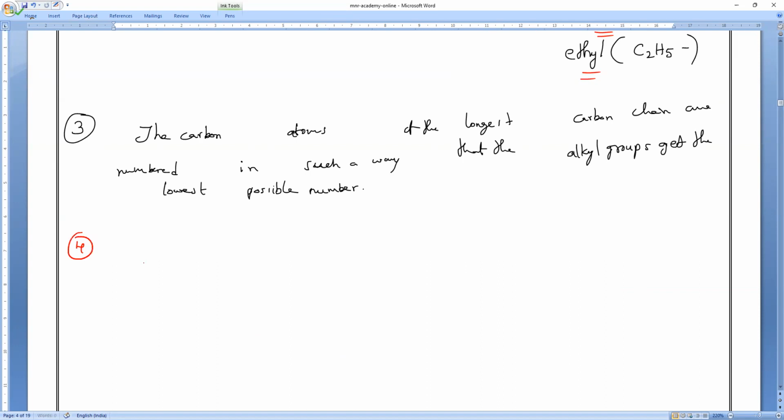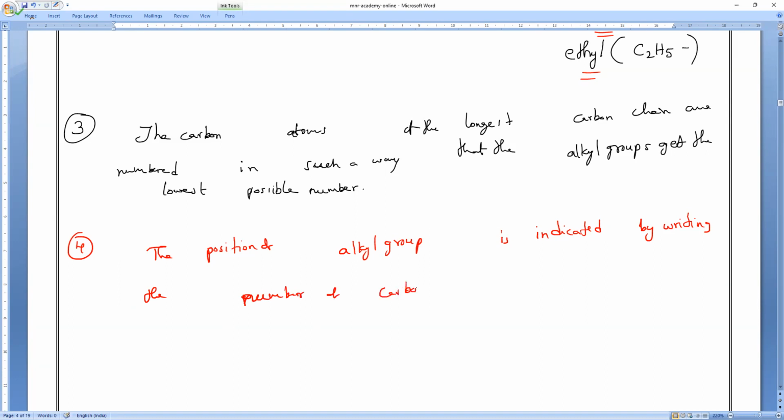Next, point number four. The position of the alkyl group is indicated by writing the number of the carbon atom to which it is attached. Okay, and the last point.